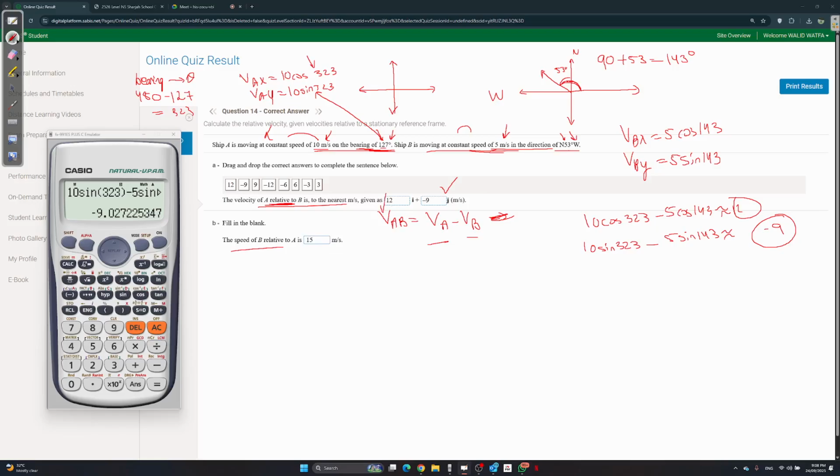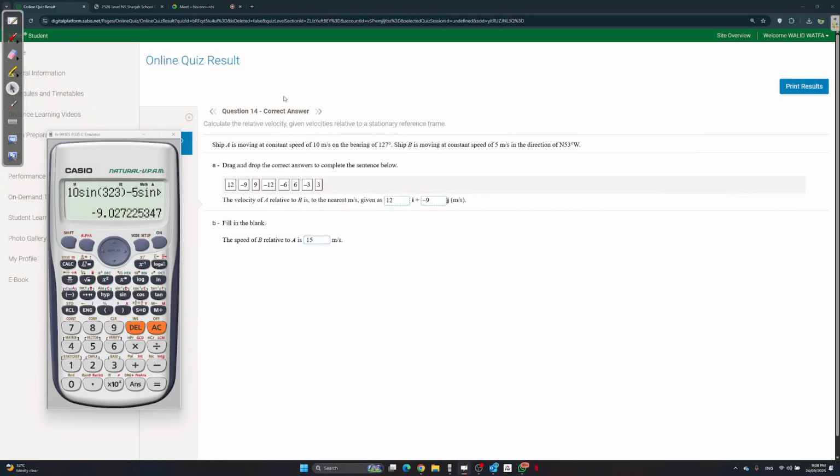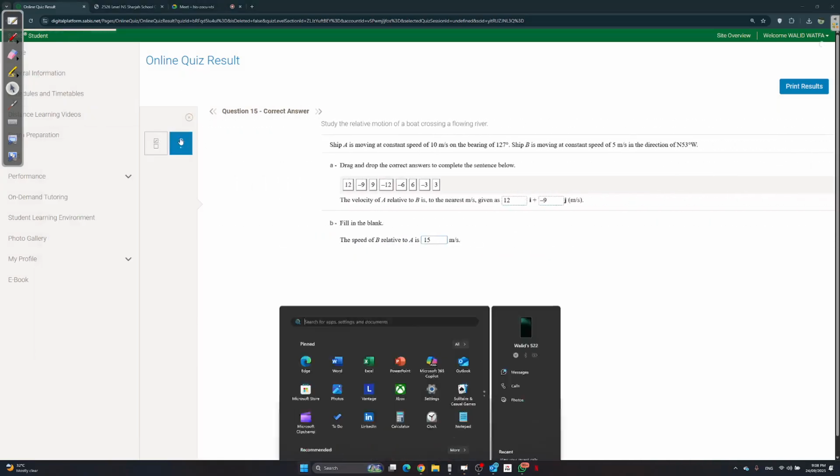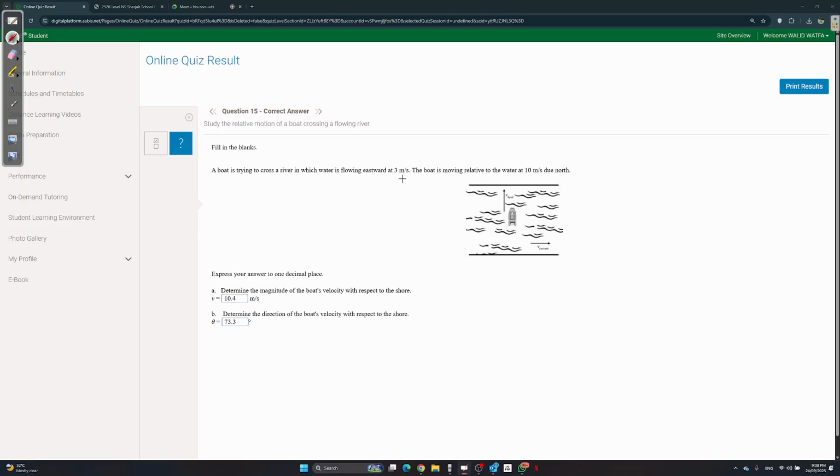Speed, exactly. Magnitude. Easy. Question 15. Alright, this came last year, so we're going to do it slowly. A boat is trying to cross a river in which water is flowing eastward at 3 meters per second. What does eastward mean? It means 3i plus 0j.